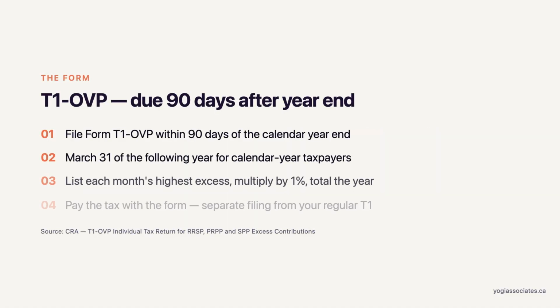When the penalty applies, you don't add it to your regular tax return. You file Form T1-OVP within 90 days of the calendar year end. That's March 31st if your tax year is calendar. The form is short. List each month's highest excess amount, multiply by 1%, total the year, pay the tax with the form. Miss the deadline and CRA adds a late filing penalty plus interest on top of the 1% per month tax that's already been accruing. And if you owe for multiple prior years, you file a separate T1-OVP for each year. CRA doesn't let you bundle them.